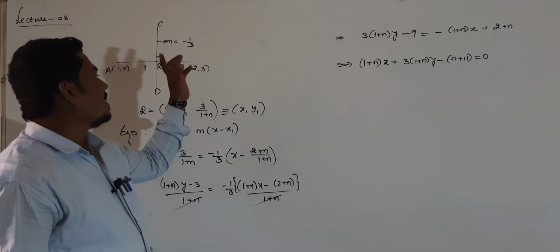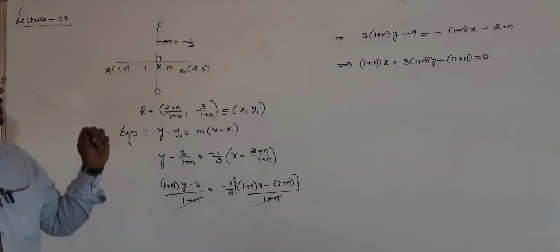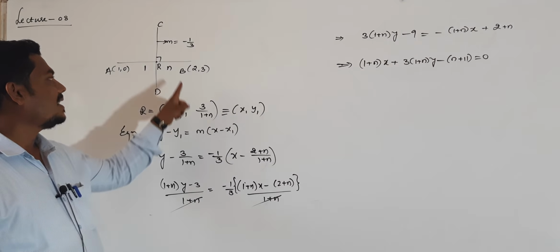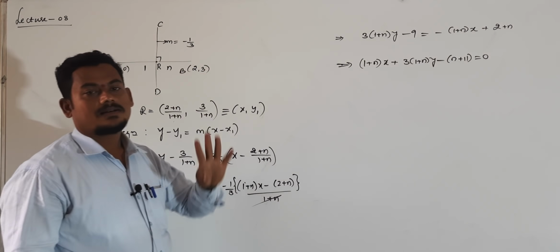Equation of the line passing through this point having this slope.